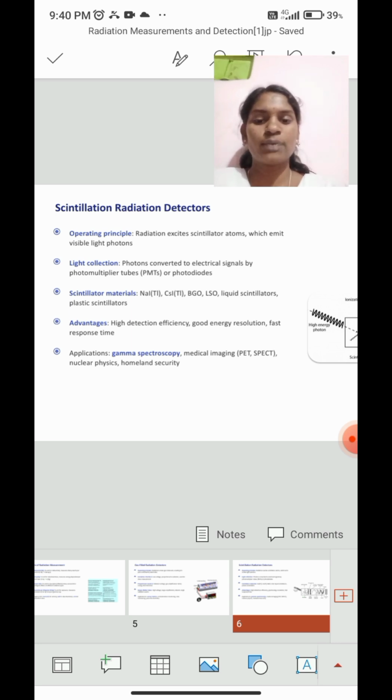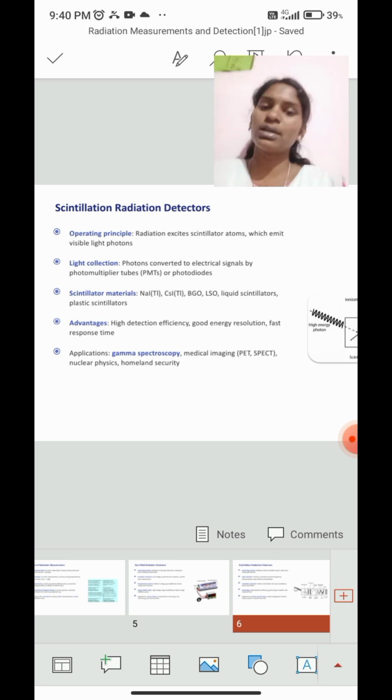Then the advantages: high detection efficiency, good energy resolution, and fast response time. Applications: gamma spectroscopy, medical imaging, nuclear physics, and homeland security. Medical imaging like PET and SPECT.